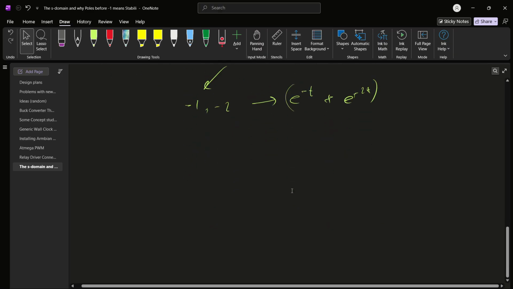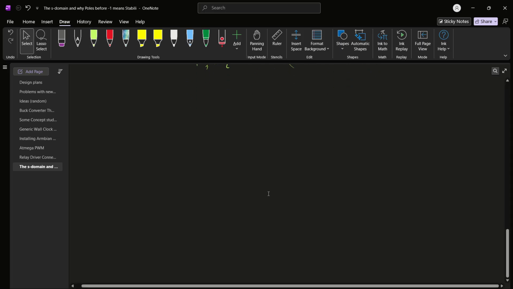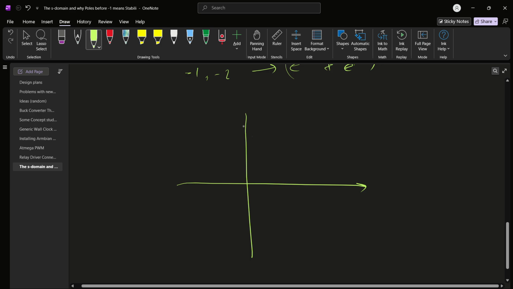We could stop here, because we have found how our system will work based on the inputs, or rather how it naturally behaves. But now, when we do analysis, here comes the S-plane. Let's first see what an S-plane is.